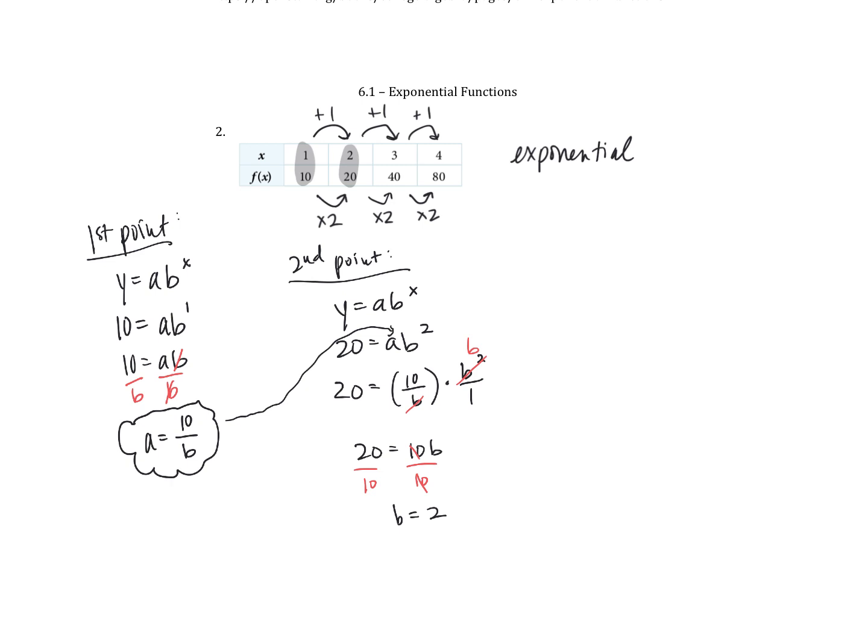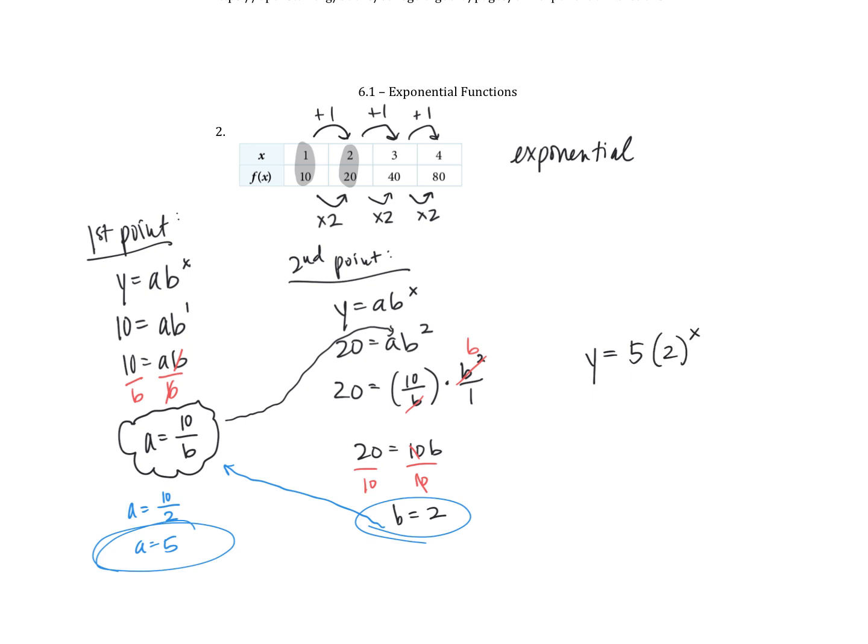Okay, now remember, the next thing you want to do is take that value and plug it back in over here so you can solve for a. So a is equal to 10 divided by b, which is 2. So that means a is 5. So now you're going to use the a value and the b value to write your function. So y equals a, which is 5, times b, which is 2, to the x. And that would be your function.